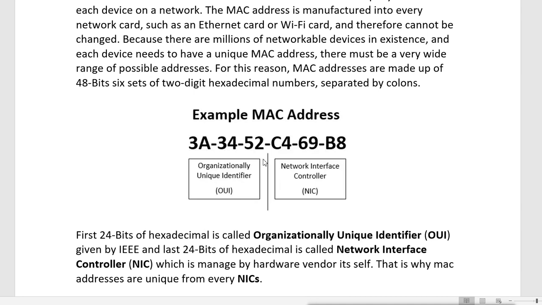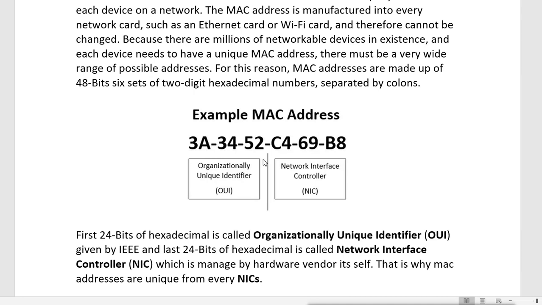They give the first 24 bits to any company. For example, suppose I want to create a company for making network devices. For my devices I need MAC addresses, so I will get the first 24 bits from the IEEE. They will give me the first 24 bits, which they have never given to any other company, that means my first 24 bits will be unique from any other company, and it is called the Organizationally Unique Identifier. So the first 24 bits will always be different from other companies.